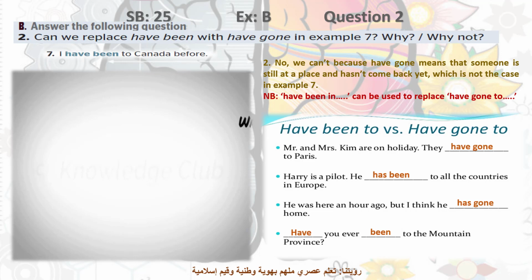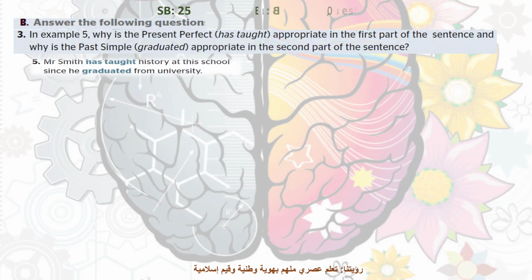Thank you very much. Let's move to question 3. Question 3. In example 5, why is the present perfect has taught appropriate in the first part of the sentence, and why is the past simple graduated appropriate in the second part of the sentence? Let's read sentence 5 first. Mr. Smith has taught history at this school since he graduated from university.